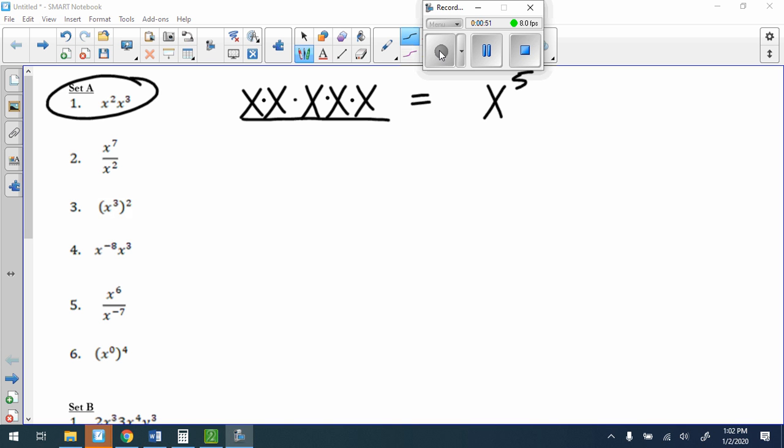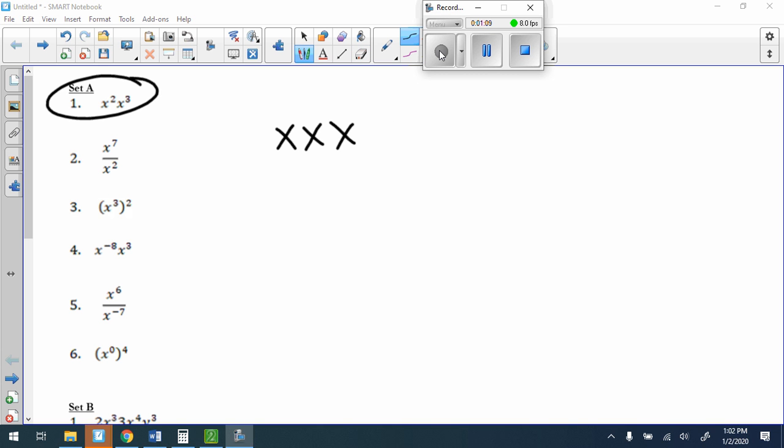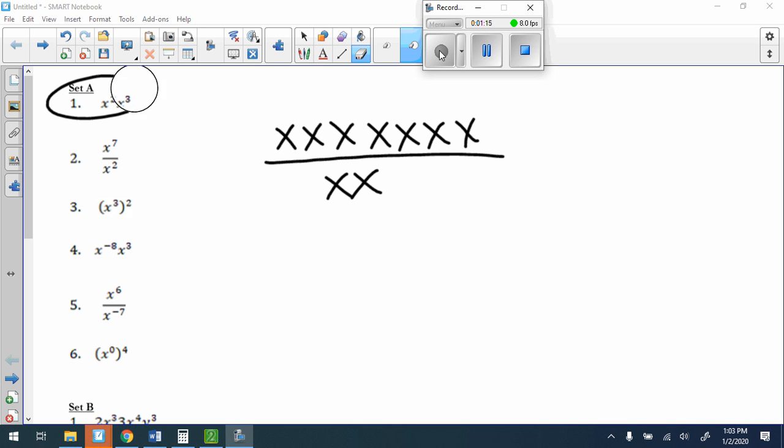So number 2 here, we're going to expand out the x to the 7th and x squared. So that's 3, 4, 5, 6, 7. That's over 2 x's being multiplied.